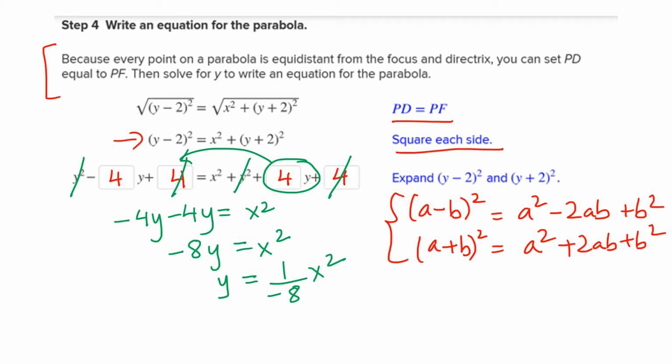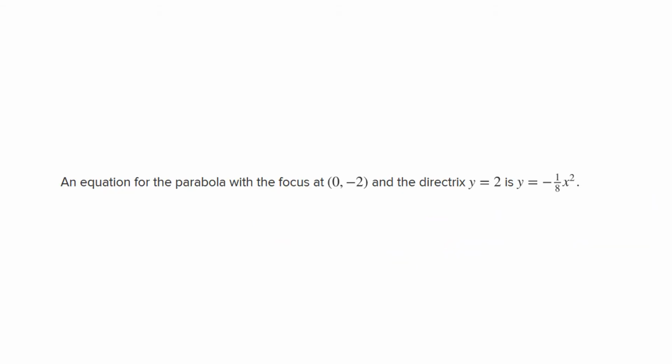Let's summarize now the answer for this question. So in this question, we have got the equation of the parabola with the focus at this point, and the directrix equation was given to you. The answer is y equal to negative 1 by 8 x squared. That's the final equation of the parabola.